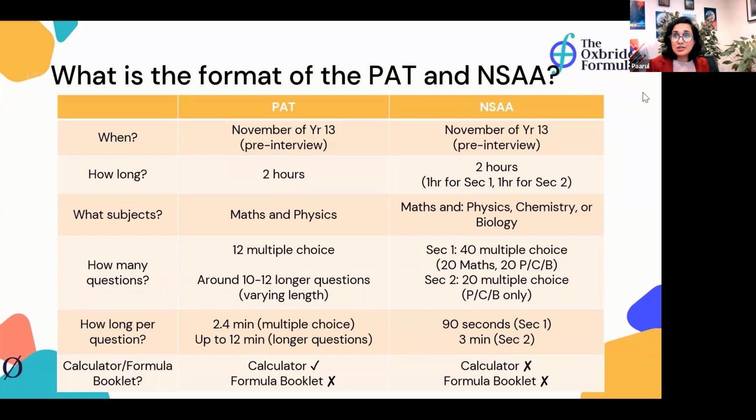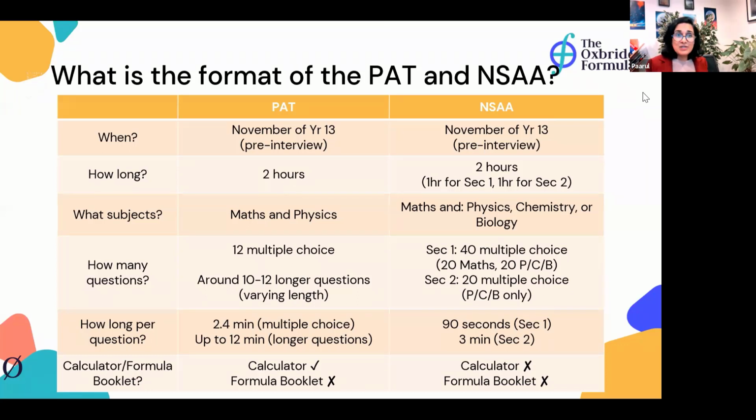So how long do you get per question? In the PAT, it depends, and you shouldn't necessarily take the number of marks to reflect how difficult the questions are. But assuming we did, a question could take anything from around 2.4 to 2.5 minutes to around 12 minutes. In the NSAA, section 1 is about 90 seconds per question, and section 2 is around 3 minutes. What I should stress is that the NSAA is an extremely time-pressured exam. Something you get far longer for in an A-level gets condensed into a much shorter time in the NSAA, and we'll be looking at more of that later.